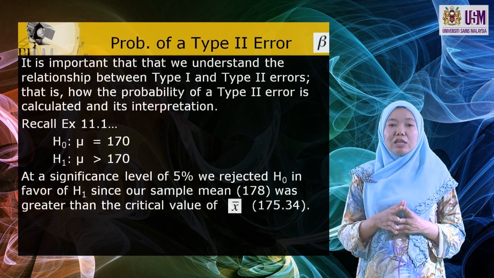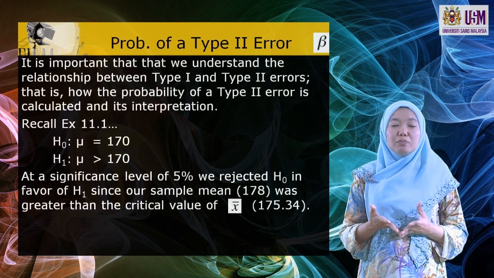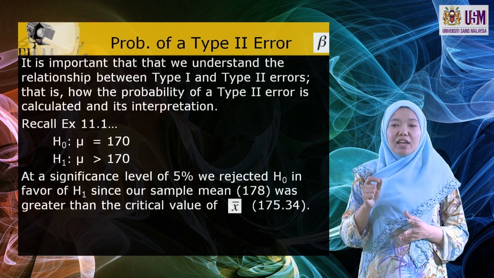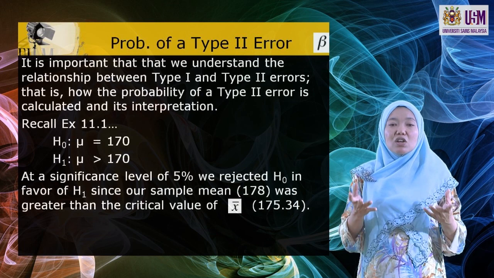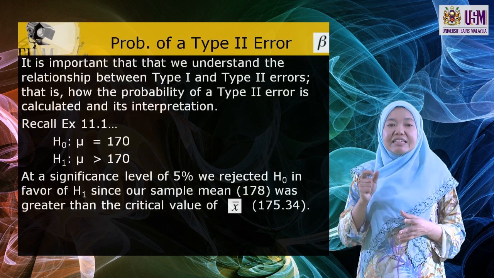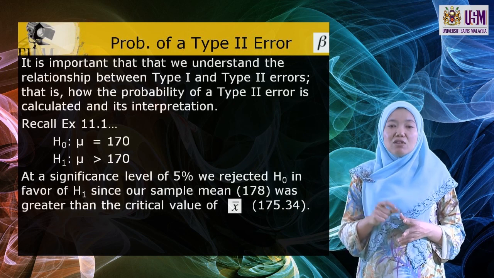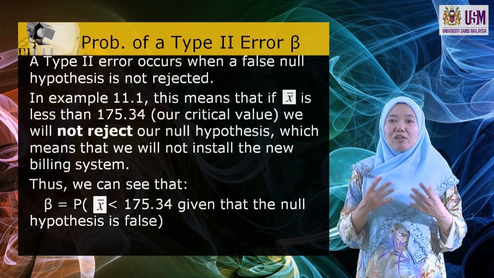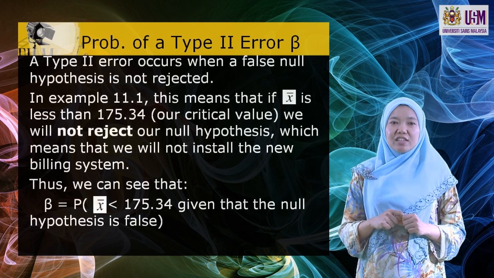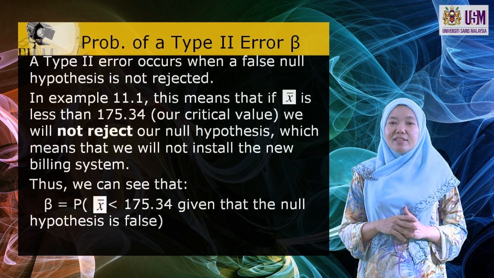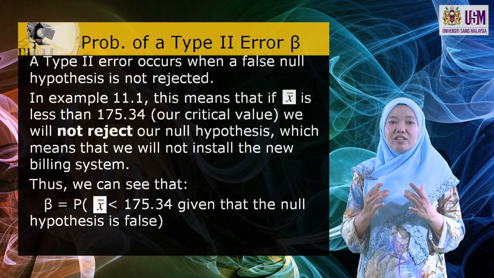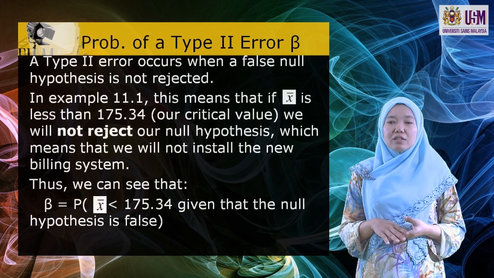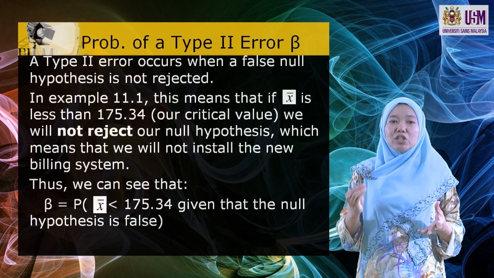So we have H0: mu equals 170 and H1: mu greater than 170. At a level of significance of 5%, we reject H0 in favor of H1. Why? Because our sample mean, 178, was greater than the critical value of X bar, which is 175.34. A type 2 error occurs when a false null hypothesis is not rejected. So back to example 11.1, this means that if X bar is less than 175.34, which is our critical value, we will not reject our null hypothesis, which means that we will not install the new billing system.